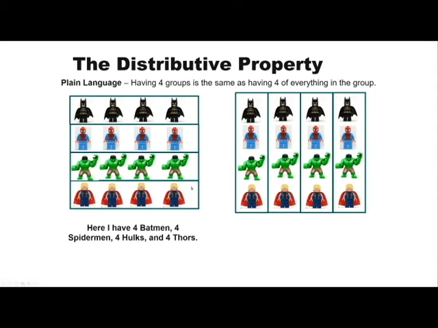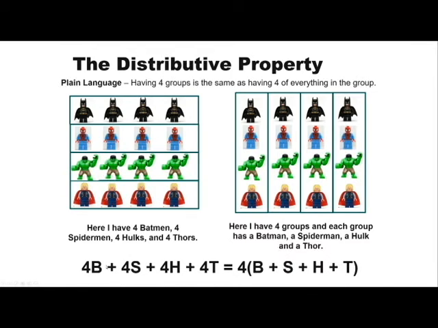Over here, I have the exact same objects, the exact same superheroes, but this time, instead of grouping all the Batmen together, I've created 4 groups, and each group has 1 of each character. Here I have 4 groups, and each group has a Batman, a Spider-Man, a Hulk, and a Thor. Notice the objects haven't changed. I've just changed the way I've grouped it in my mind. The distributive property would say 4 Batmen, 4 Spider-Men, 4 Hulks, and 4 Thors is the same as having 4 groups and having 1 of each in the group.